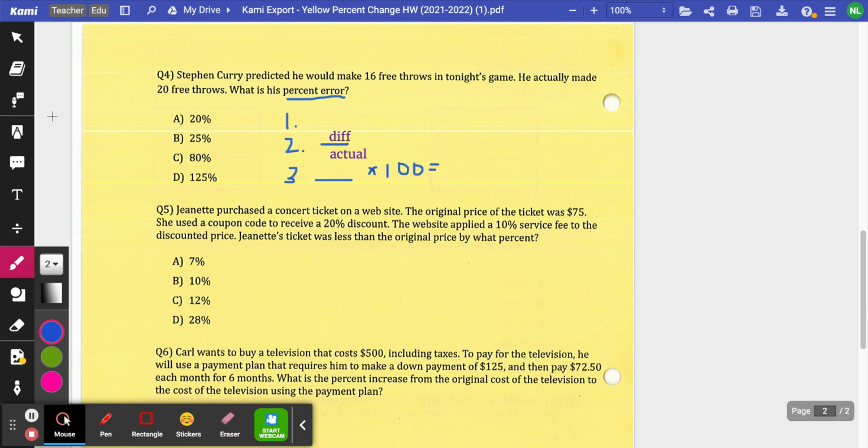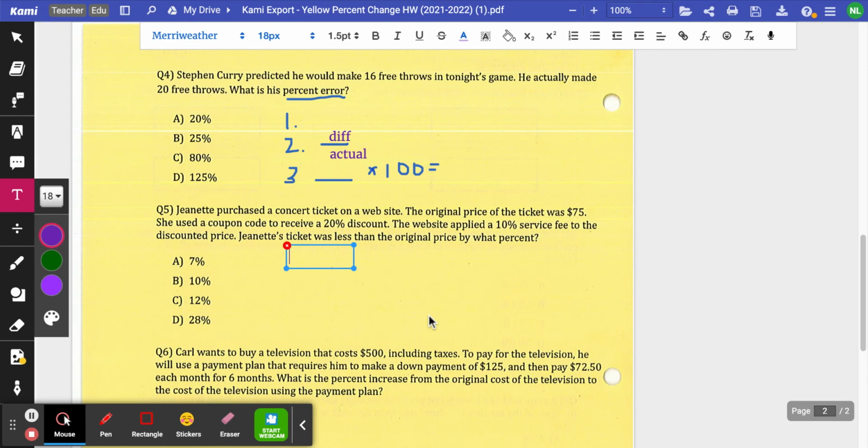So first we have to figure out all the discounts. So first what we're going to do is we're going to take that $75 and we're going to times it by 20% as a decimal, which is 0.20. That's going to give us an answer.